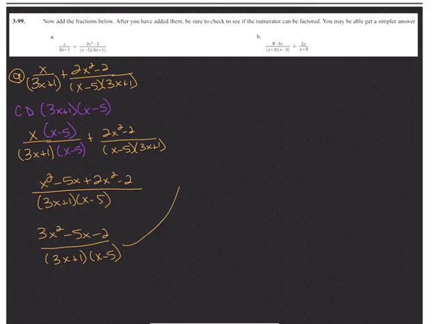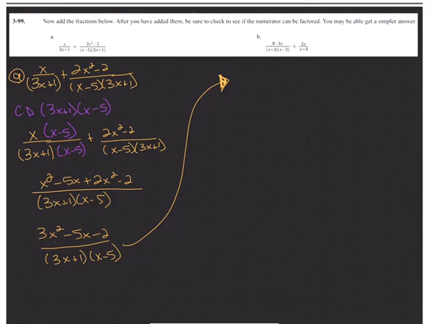So I'm going to take this guy up here now, just to kind of keep it all on one page for you. So now we have our common denominator. We've added the two fractions together. Now we want to see if we can simplify it farther. So we got to do some factoring.